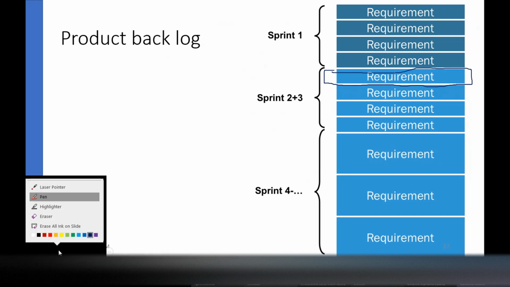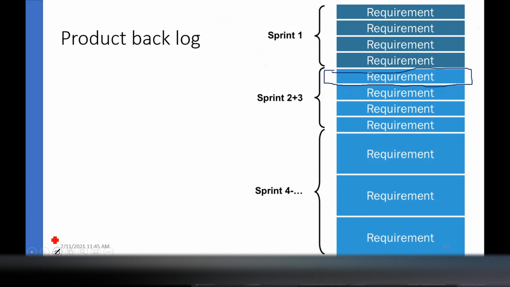Now after delivering this sprint, you might realize this requirement is worth more than this one. So what we can do is push this to here, and this requirement moves down, this requirement moves down, this requirement moves down, and this requirement jumps into the new sprint accordingly. That's the point. This requirement jumps to the next sprint.